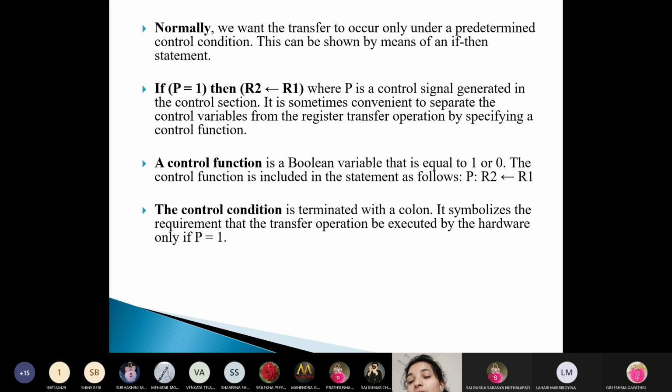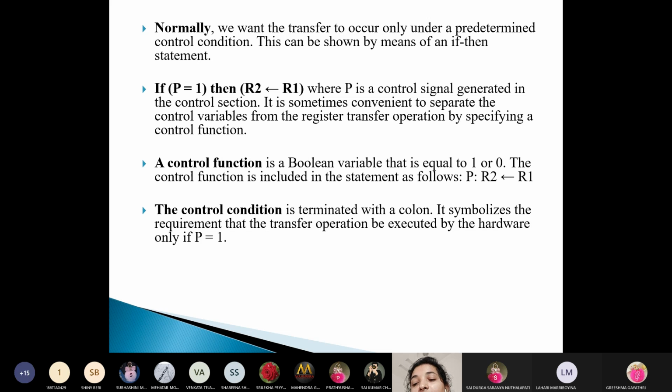P is nothing but a control signal. It is controlling the data between R2 and R1. So that is why, only if P is 1, the transfer operation is executed by the hardware.